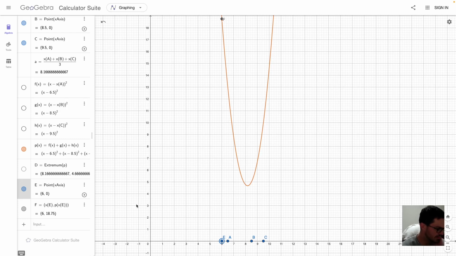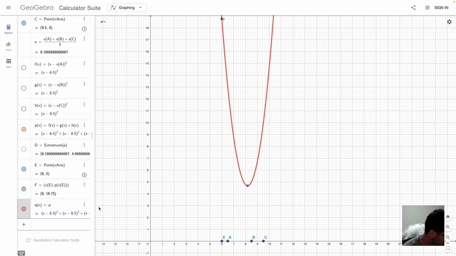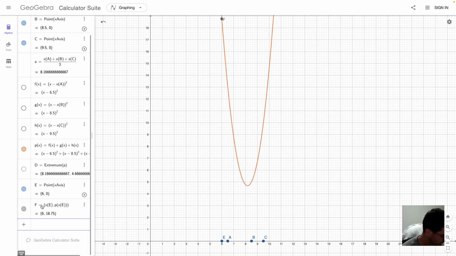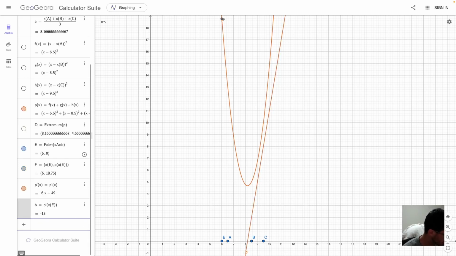Now there's a couple things we can do programmatically, and one thing is compute the derivative. So I'll do p prime of x. Let's do p prime. Okay, so this right here is the derivative of this, right? So now if I say p prime at the x value of e, I get negative 13. So that's the slope right here, negative 13.